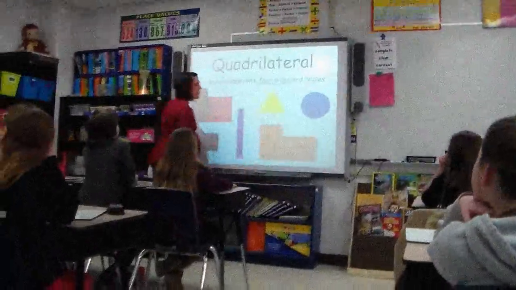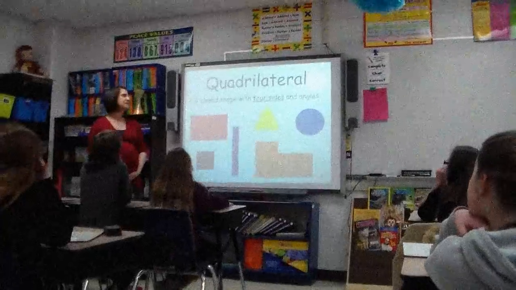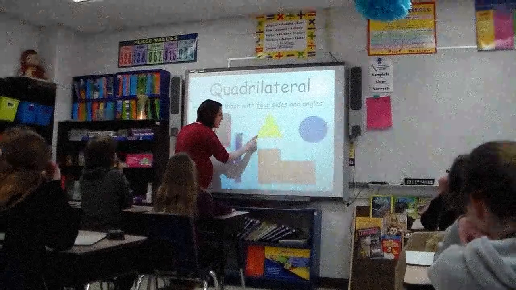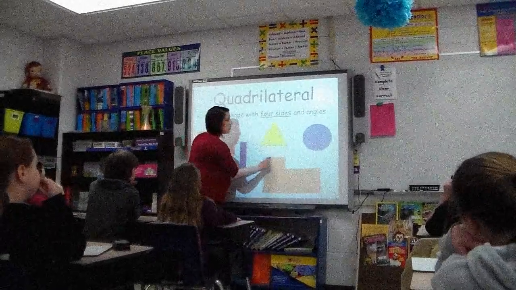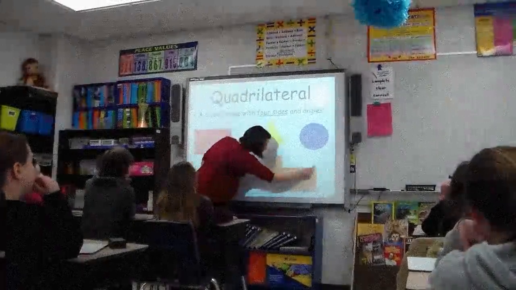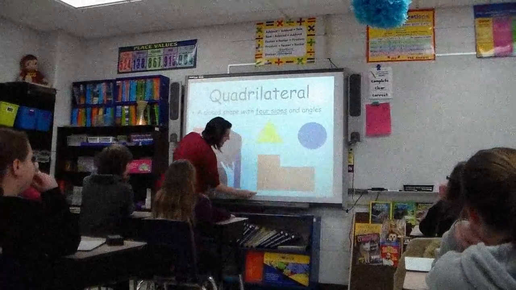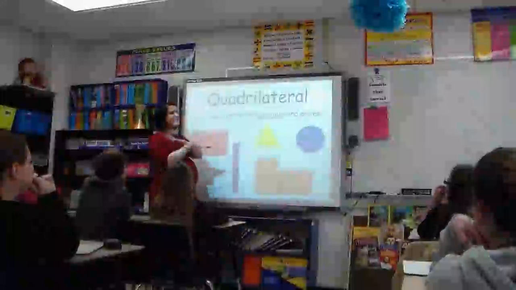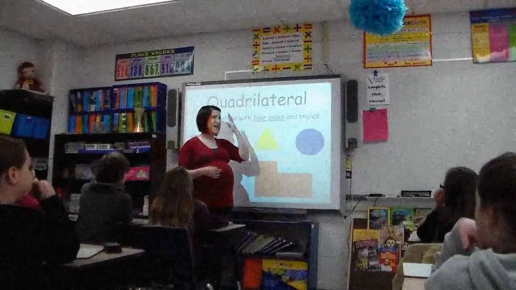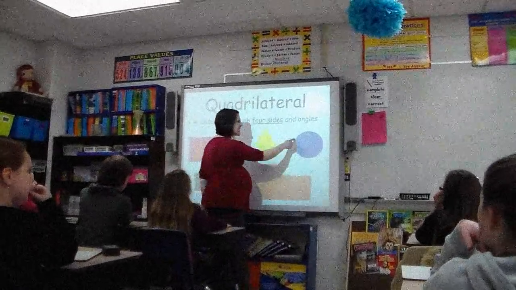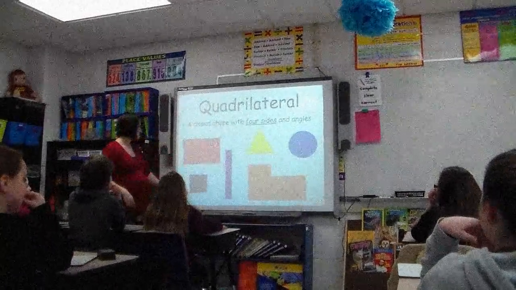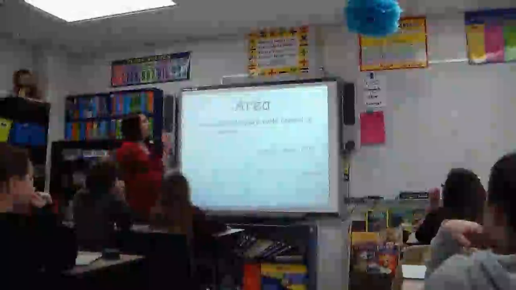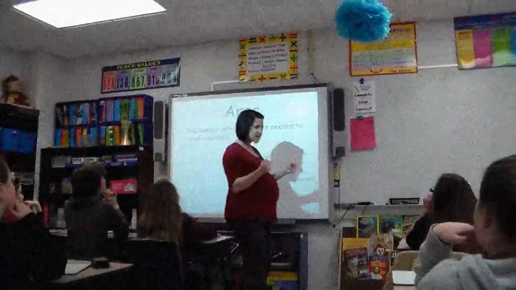Are there any other ones, or are we done? That's right. This one only has 1, 2, 3 sides. This one has, count them with me, 1, 2, 3, 4, 5, 6 sides. Definitely not a quadrilateral that only has 4. And then does this one even have any sides? No. No way, Jose. That's right. So now we're getting into the meat and potatoes of what we're learning about.